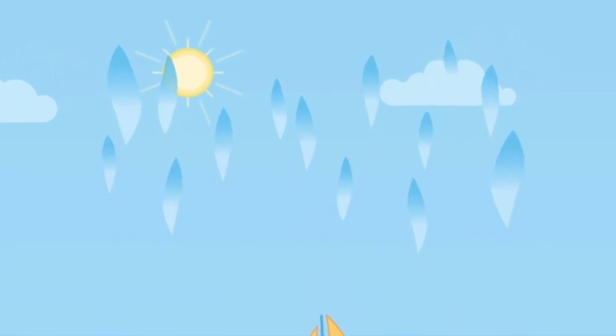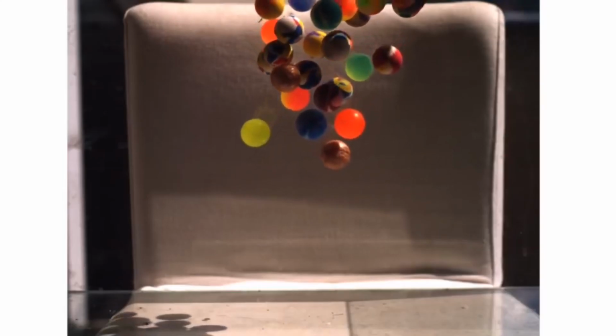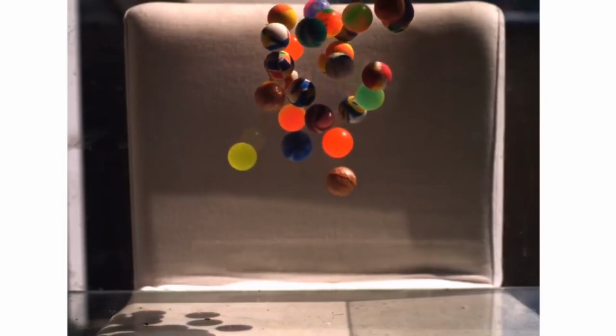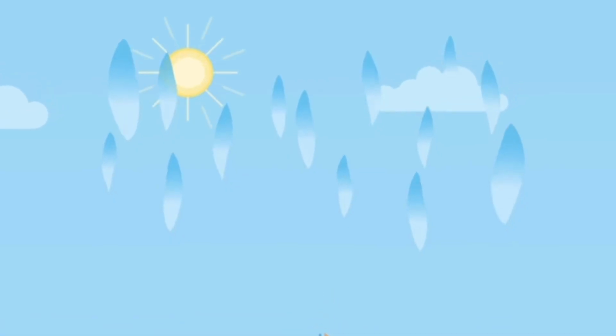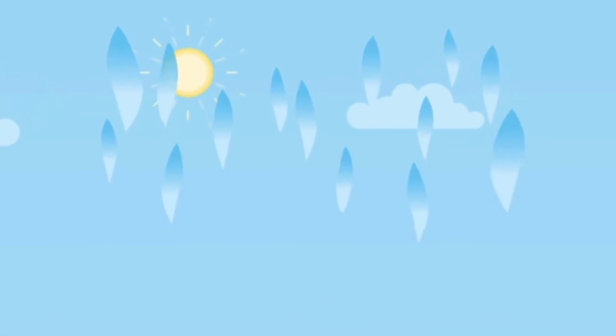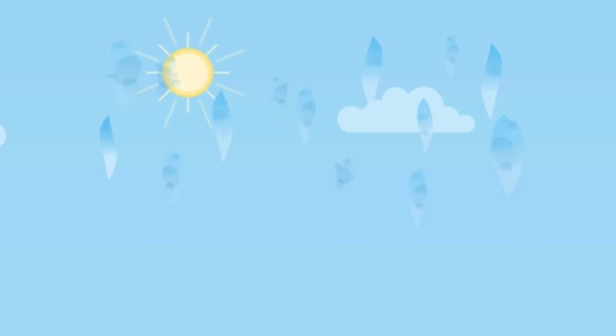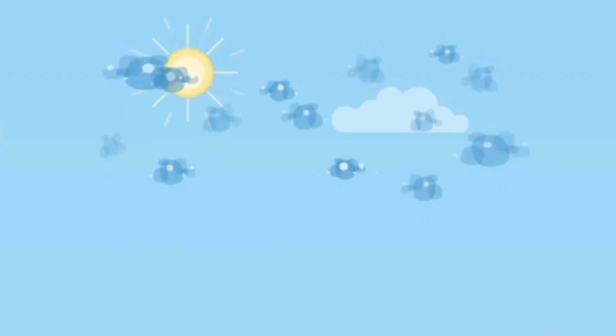As the water vapor moves up, the vapor moves up higher and higher into the sky. It starts to cool down, turning back into tiny droplets of liquid water.